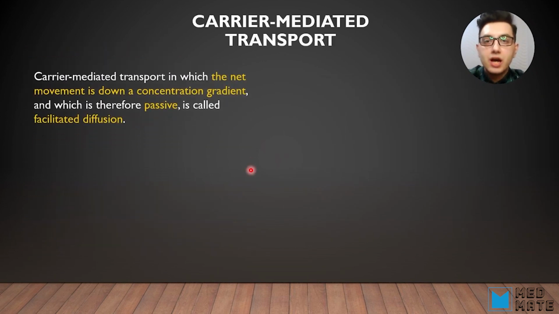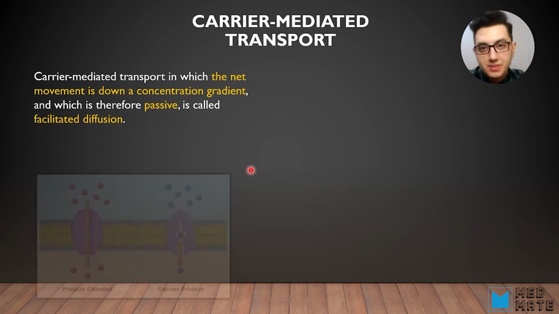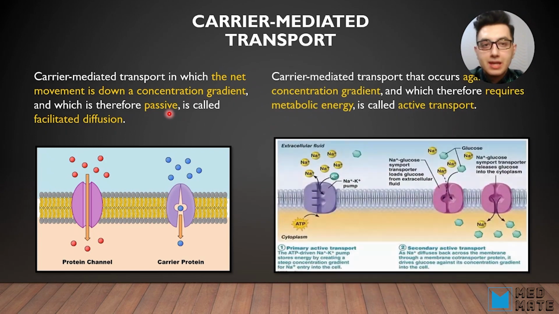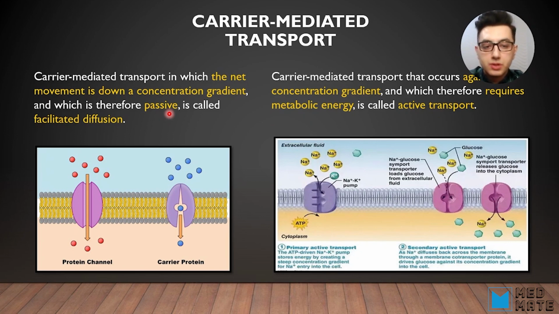Now, earlier on, we spoke about carrier-mediated transport. Carrier-mediated transport in which net movement is down a concentration gradient, and which is therefore passive, is called facilitated diffusion. So what is important here is that facilitated diffusion is a passive kind of transport. And carrier-mediated transport that occurs against a concentration gradient, and which therefore requires metabolic energy, is called active transport.